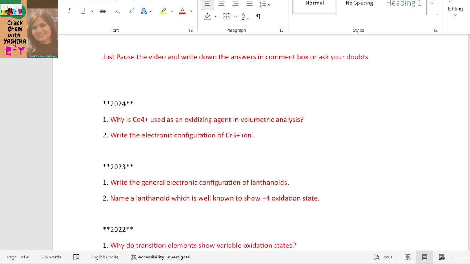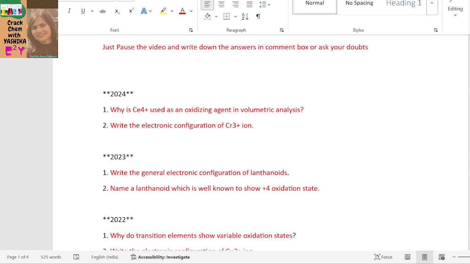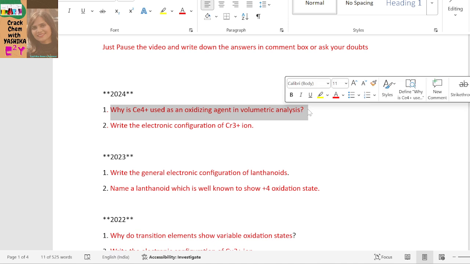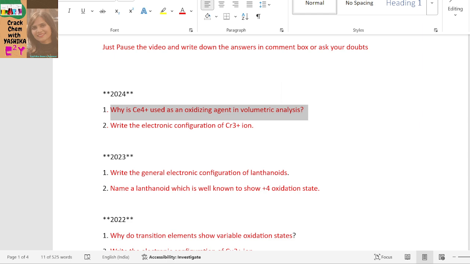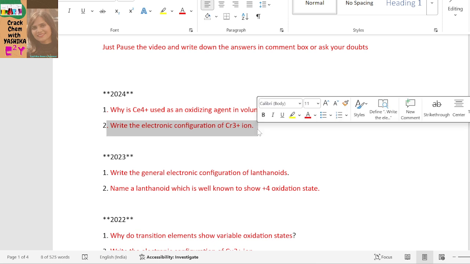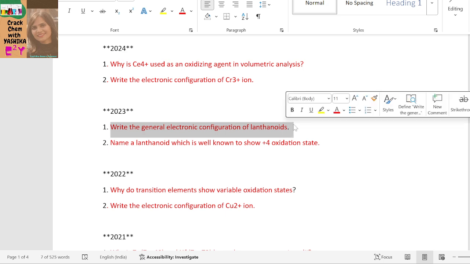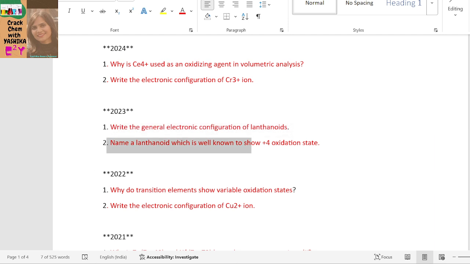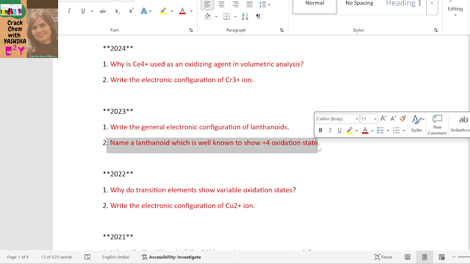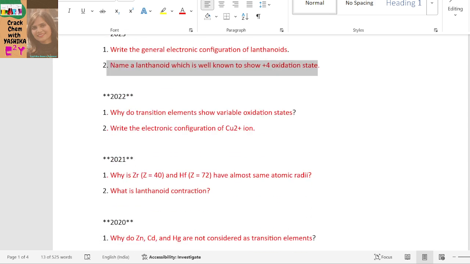The first question of the test series is: why is cerium 4 positive used as an oxidizing agent in the volumetric analysis? Write down the electronic configuration of the chromium 3 positive ions. Write down the general electronic configuration of the lanthanoid. Name a lanthanoid which is well known to show the plus 4 oxidation state.